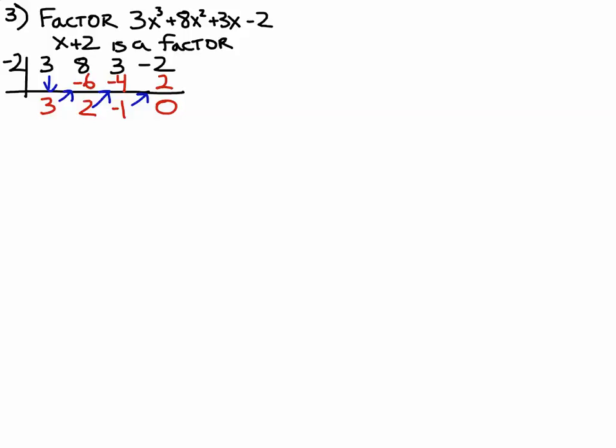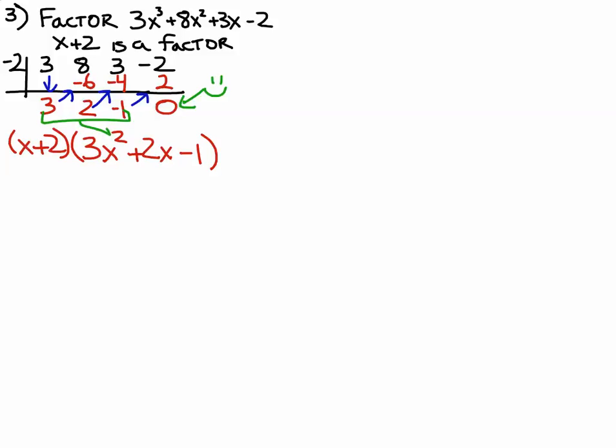Again, if you know that something is a factor, you need to end up with 0. It's a sign that you did it right. So, we know that x plus 2 is a factor. We were told that. But also now we know that 3x squared plus 2x minus 1 is what's left over after you factor that out. We got this information from the quotient. Now we need to factor this quadratic.